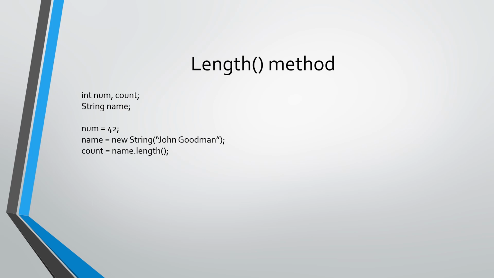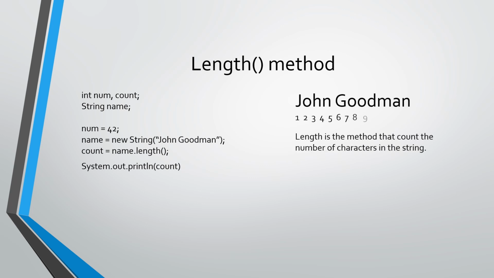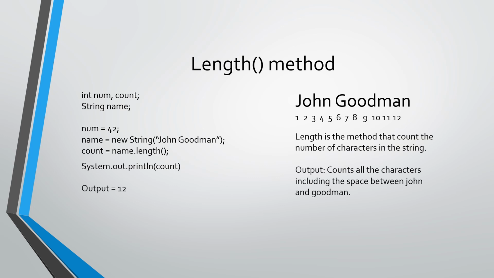The length method is set to the variable count, which is also declared as an integer. Thus, when the variable count is called, the method length will count all of the characters, including the space character, in the string. The program returns with an output of 12 because length is reading the variable value for name and counting the characters within that string. There are 11 letters plus a space character between John and Goodman, and therefore the output is 12.